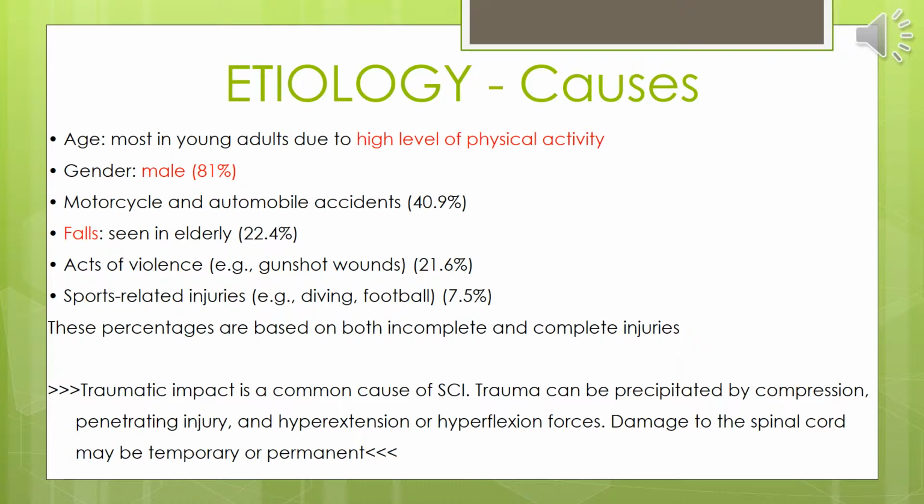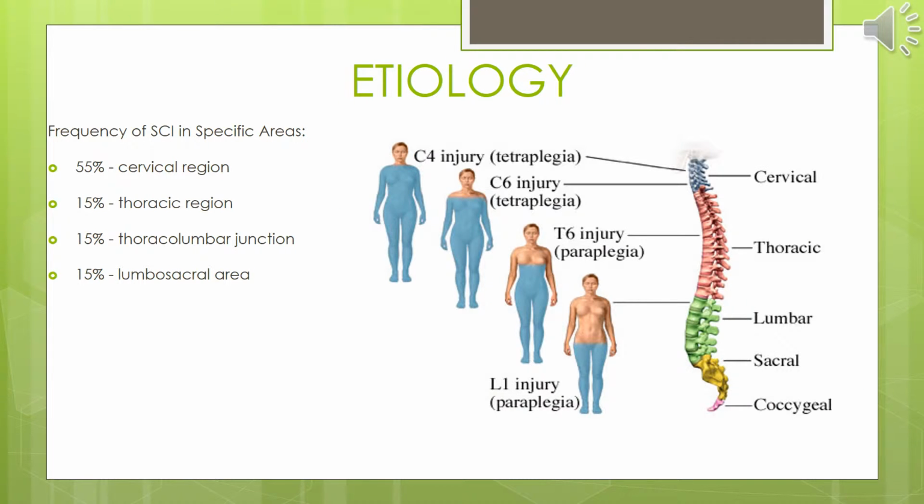Traumatic impact is a common cause of spinal cord injuries. Trauma can be precipitated by compression, penetrating injury, and hyperextension or hyperflexion forces. Damage to the spinal cord may be temporary or permanent. Here we have a little bit more of a visual for you. You can see the different percentages of the areas where the injury occurs and how it affects them in the paralysis of the rest of the body.